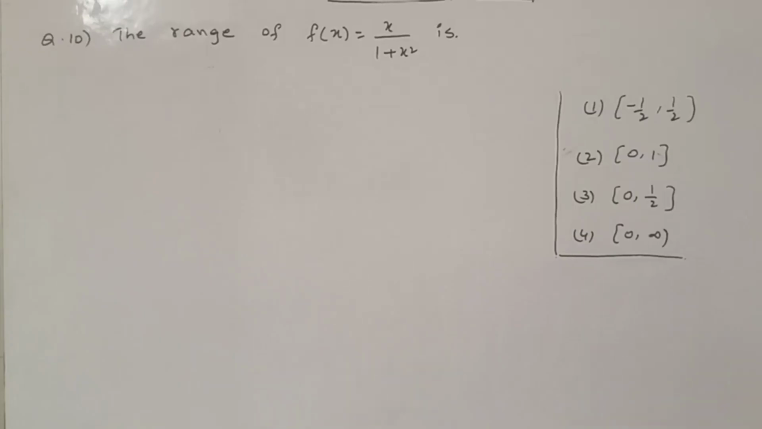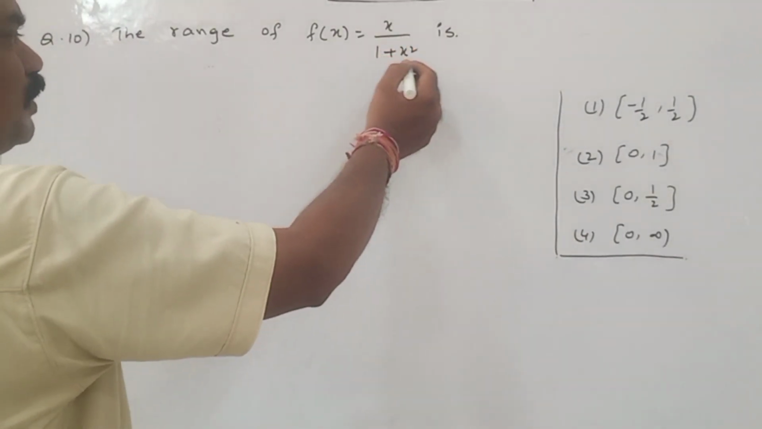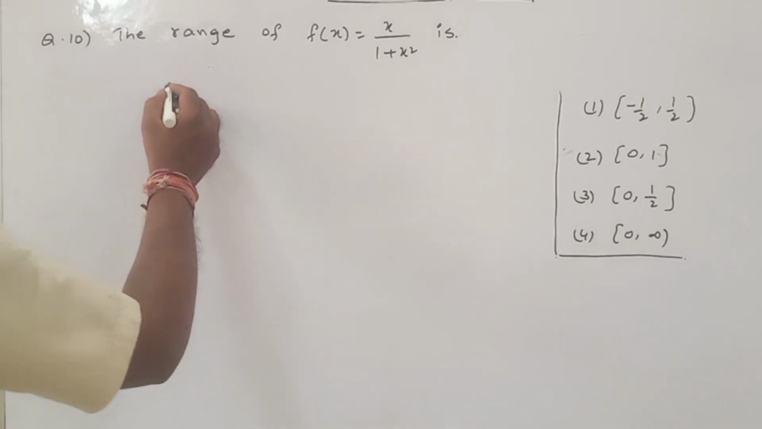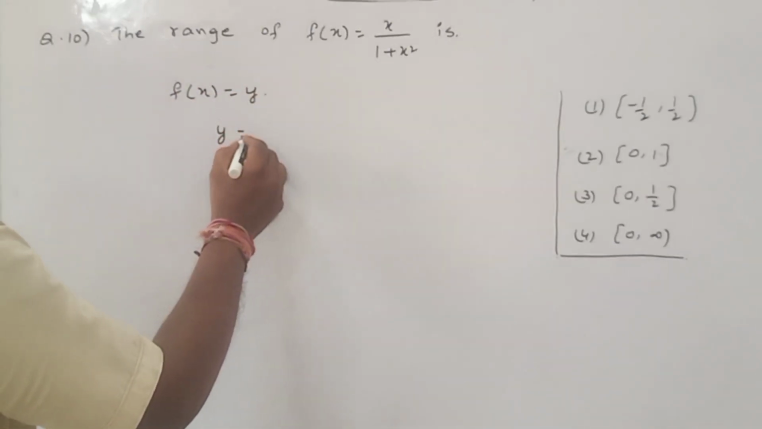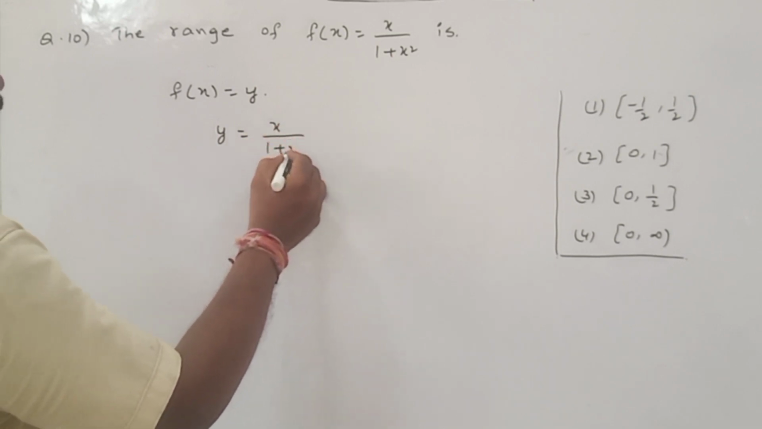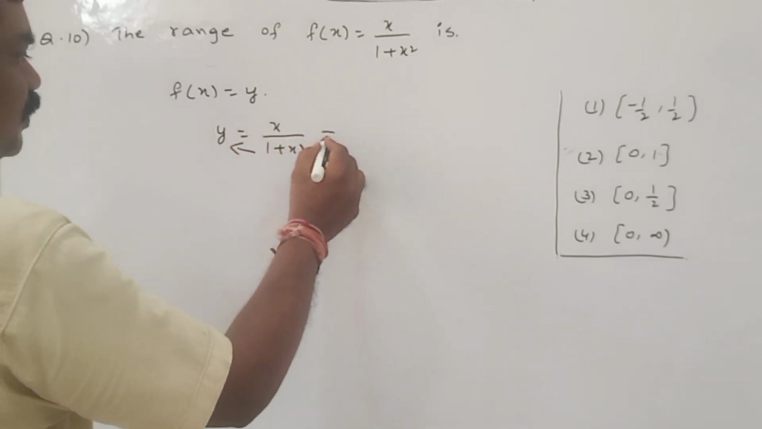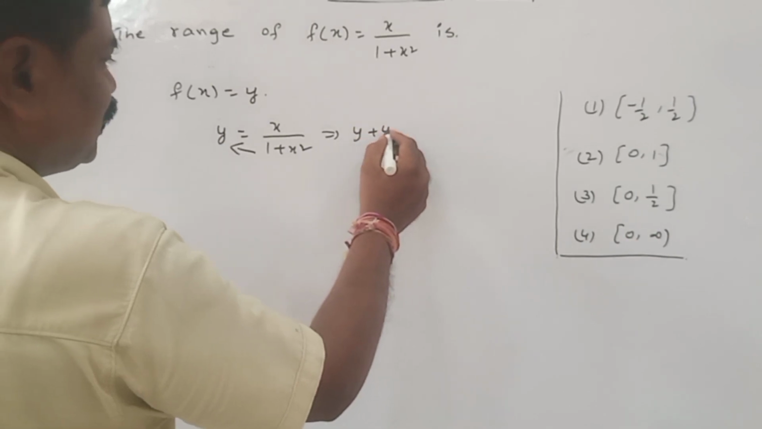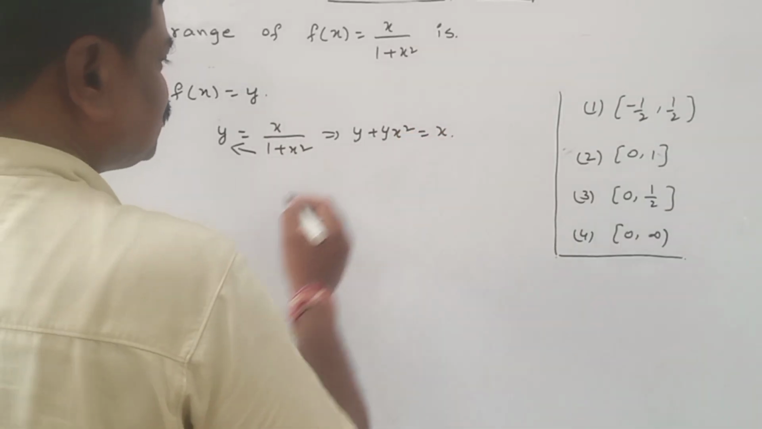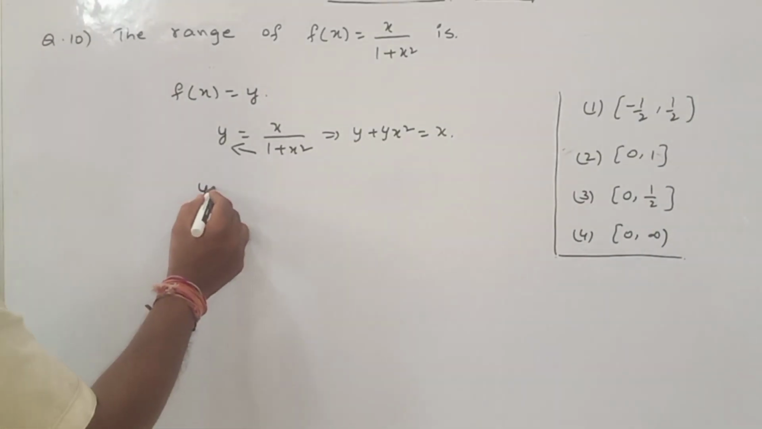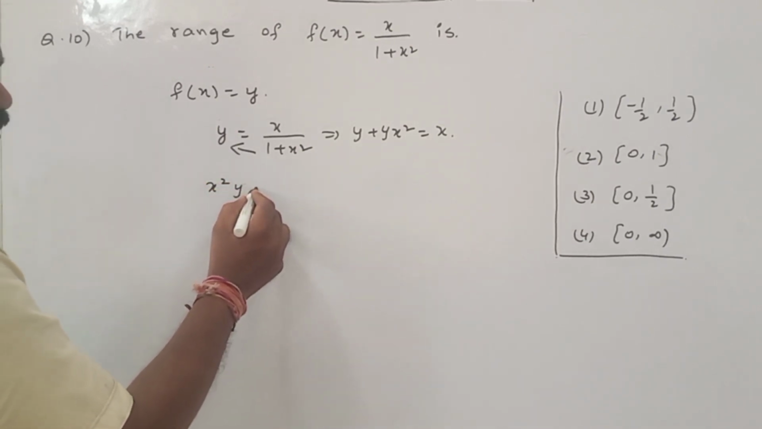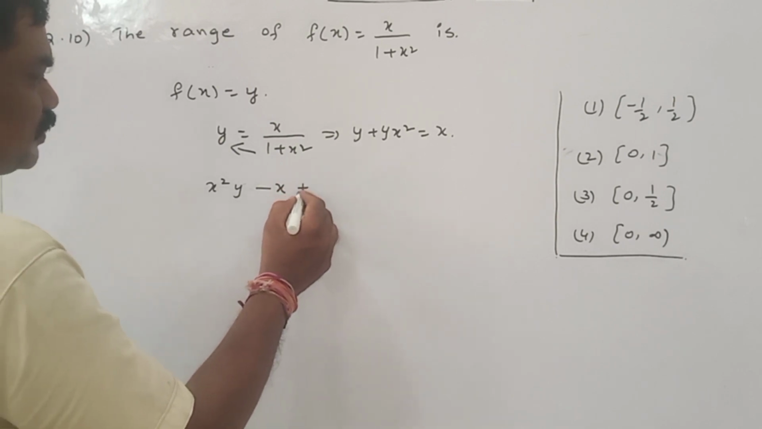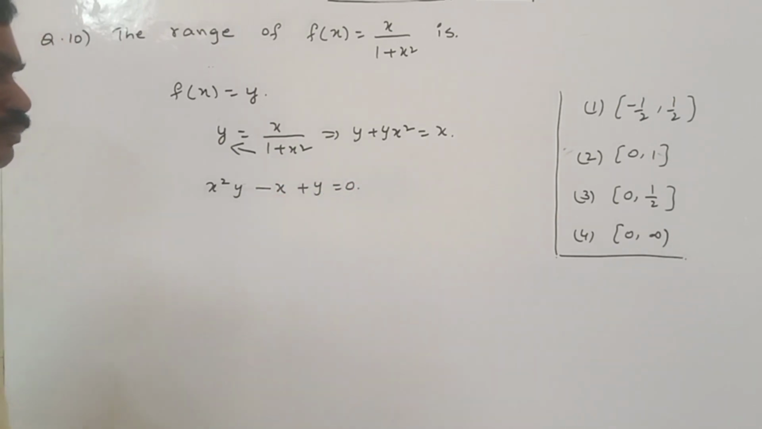Here we have the problem. The range of f of x is equal to x by 1 plus x square. So here f of x is equal to y, then y is equal to x by 1 plus x square. By cross multiplication, y plus y x square equal to x. So y x square minus x plus y equal to 0.